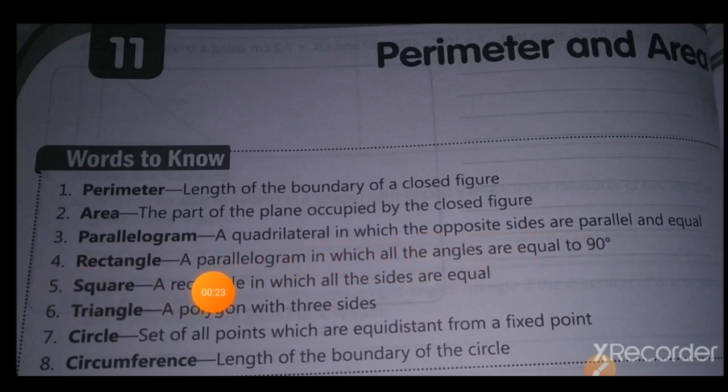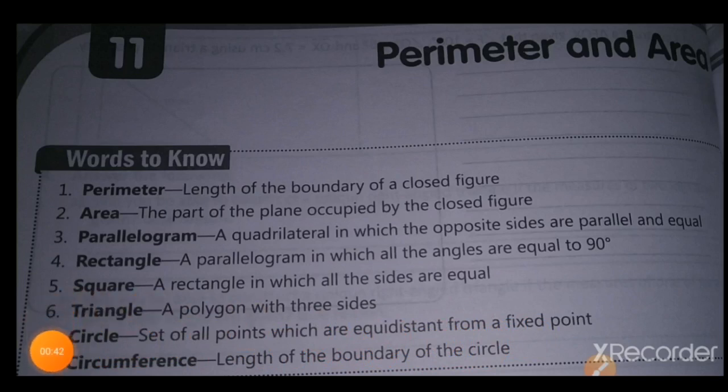Rectangle, a parallelogram in which all the angles are equal to 90 degrees. Square, a rectangle in which all the sides are equal. Triangle, a polygon with 3 sides. Circle, the set of all points which are equidistant from a fixed point. Circumference, the length of the boundary of the circle.